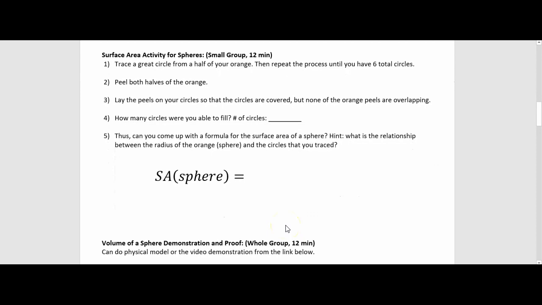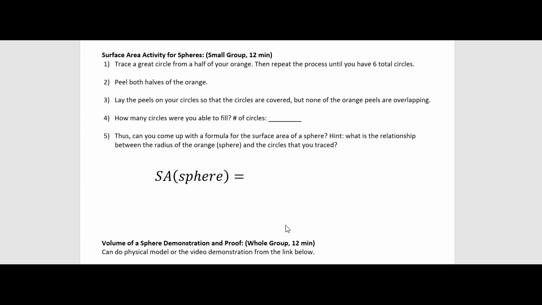Now, this is actually one of my favorite activities to do in class because you get to eat food. You get to eat an orange. So if you want to, feel free to go grab an orange if you have one handy, and you can do this activity on your own and then just join us for the discussion. If you do not have an orange handy, we'll walk through what would happen, and hopefully you can gain an understanding of where the surface area formula comes from.